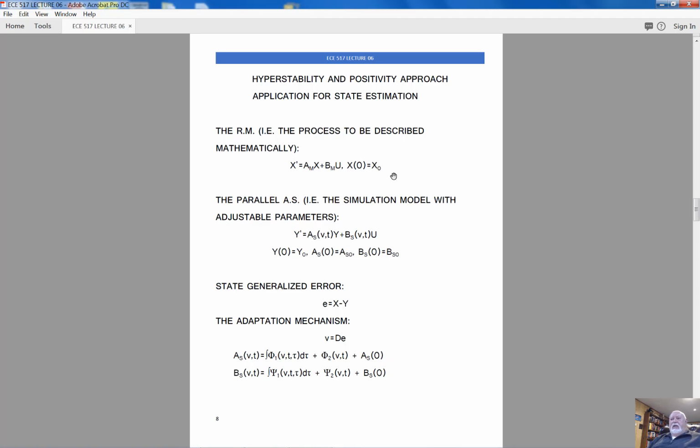Now, matrix Am is supposed to be unknown. Matrix Bm is supposed to be unknown. And I would say not unknown completely, but incompletely known. We have incomplete information about matrix Am and matrix Bm. And later I will tell you why we have to assume not a completely unknown situation, but just incomplete information about the process.